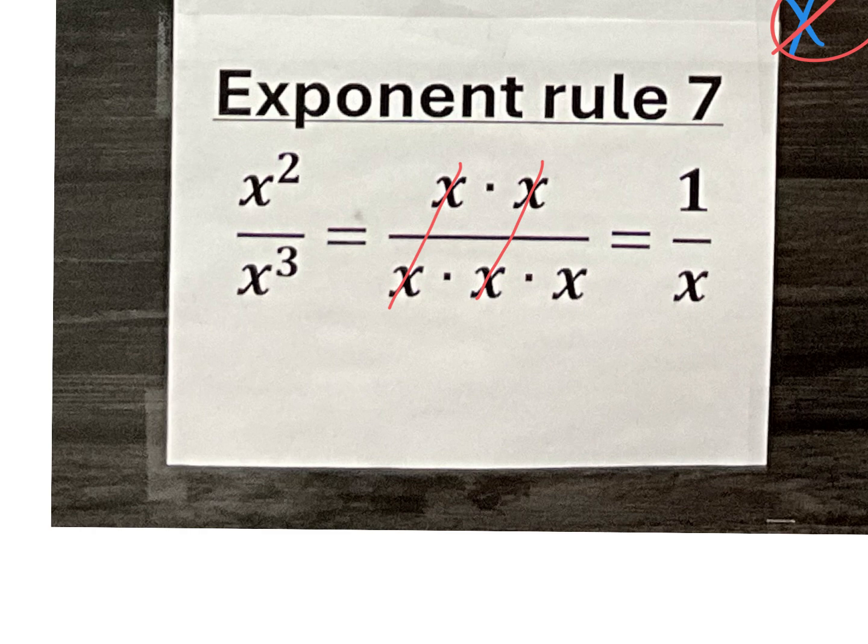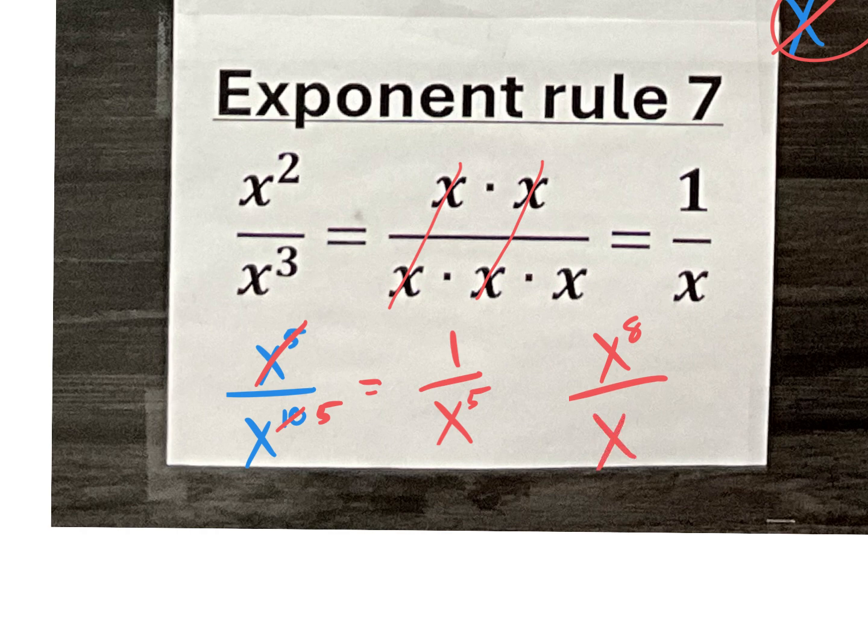So for example, if I told you x to the 5th over x to the 10th, how many x's cancel with how many? 5 cancel with 5. So there's no more x's left up on top. Like nothing. All 5 cancel with 5 of the 10, and there's 5 left over on the bottom. So my answer is 1 over x to the 5th. What do you think? Yeah? If I had, let's say, x to the 8th over x to the 6th, then what's my answer going to be?